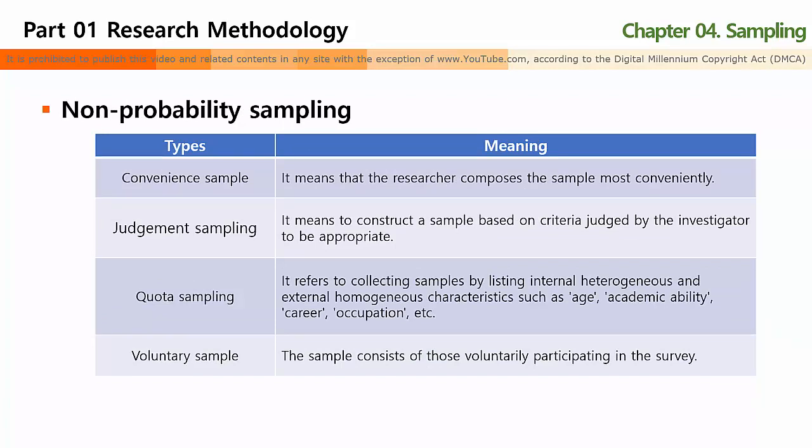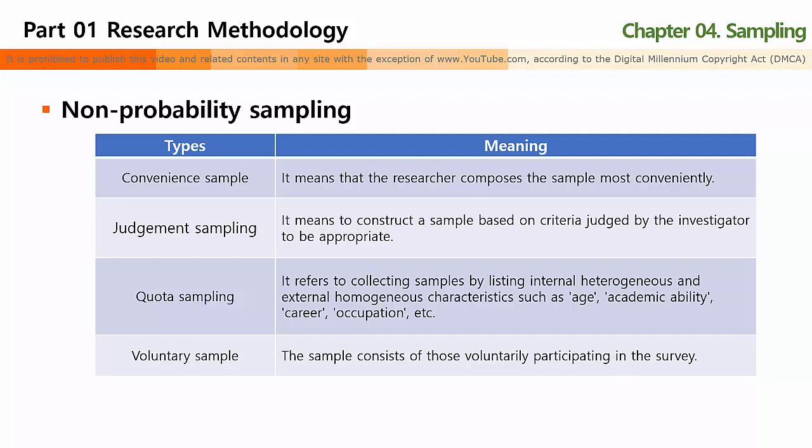Now let's finish the probability sampling and explain the non-probability sampling. The first of the non-probability sampling methods is convenience sampling. It means that the researcher composes the sample most conveniently. In many cases, the results of the research are not fair because they are literally at the convenience of the researcher.